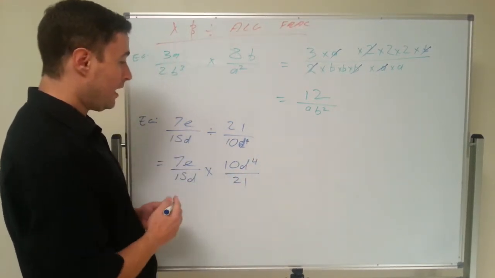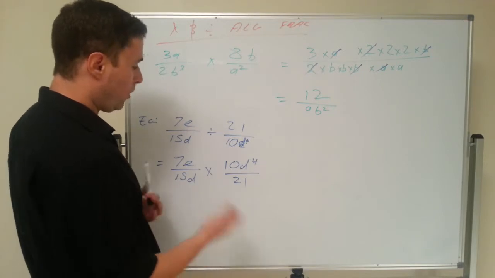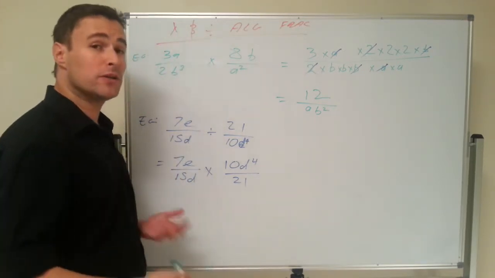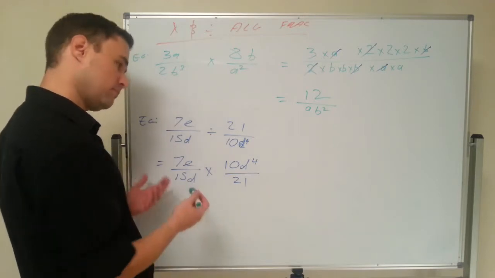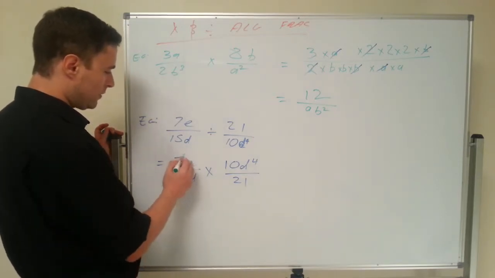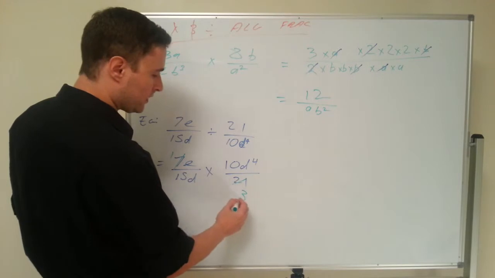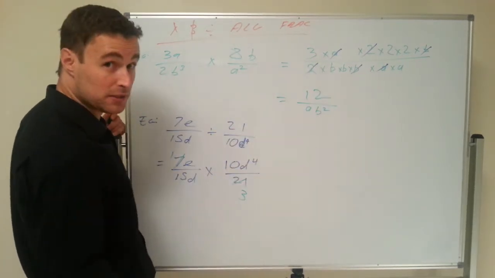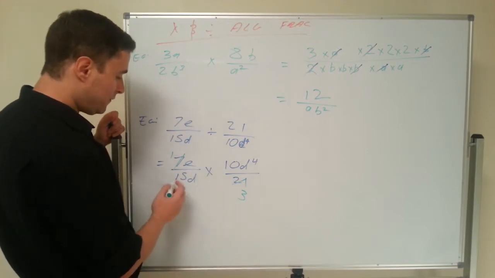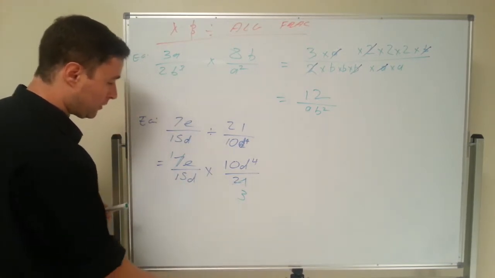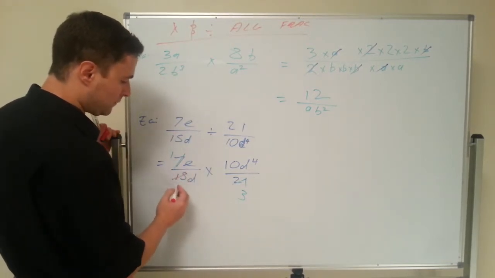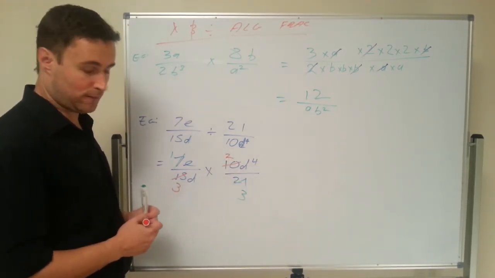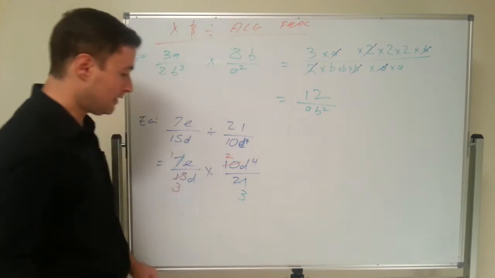Right. And now I say, okay, what can cancel? You should have done this already when you did dividing and multiplying fractions. Well, 7 goes into 7 once and into 21 3 times. This would be the way I would actually do that one instead of expanding it long-winded. 15 and 10 both have a 5. So 5 goes into 15 3 times and goes into 10 twice. You still with me?